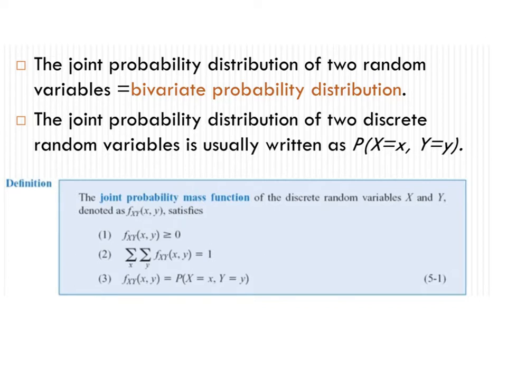And some of the properties of the joint probability distribution or the mass function of the discrete random variables x and y: f of xy should be greater than or equal to 0, the summation of f of xy over x and y together should be equal to 1, and f of xy is defined for two random variables x comma y.